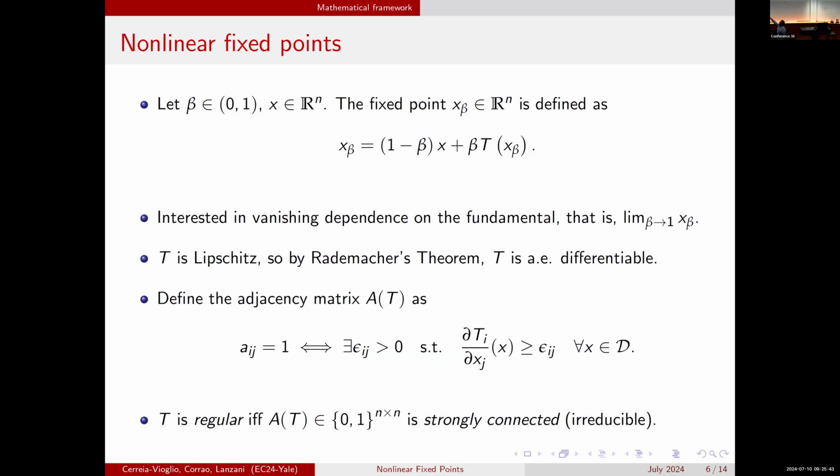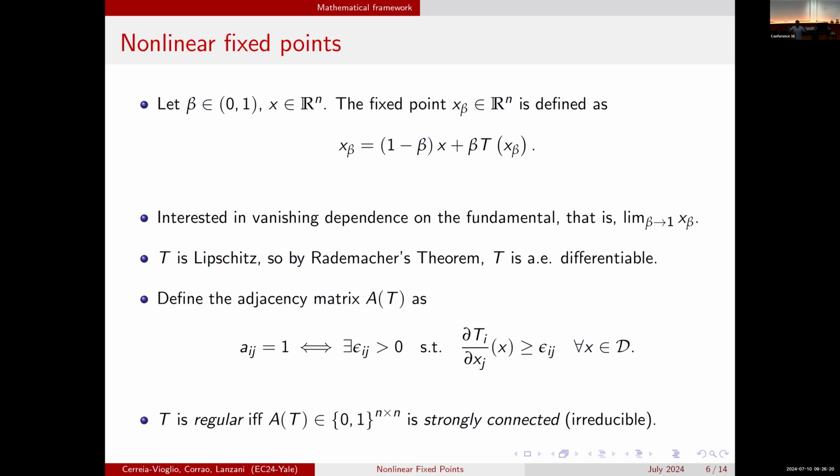The fixed point depends on an external vector x, on the parameter b that establishes how much the external vector is important. And in particular, we want to analyze the limit case where the importance of x is vanishing and only the endogenous variables are relevant for the fixed point. Given the assumptions that I was making, T is one-Lipschitz continuous, which implies that it's almost everywhere differentiable. And this allows us to replicate the idea of network that we have in the linear case.